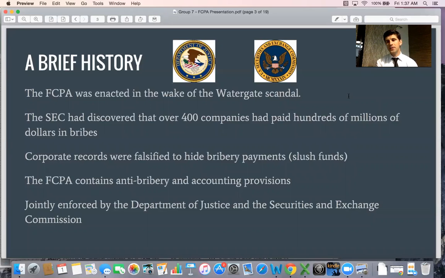Because of this, the FCPA contains two provisions. One is the anti-bribery provision, and the other is the accounting and internal controls provision. It is enforced jointly by the Department of Justice and the Securities and Exchange Commission.